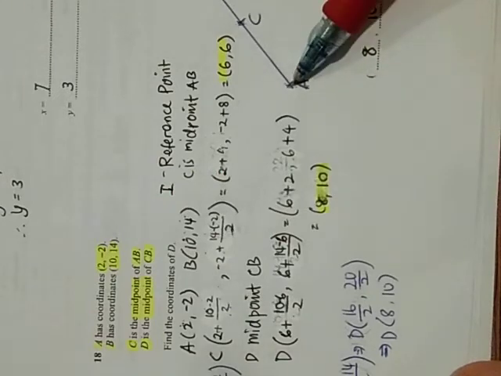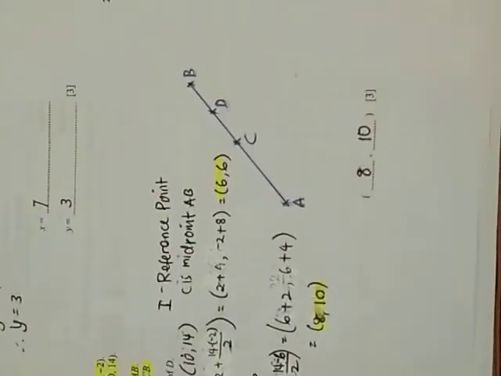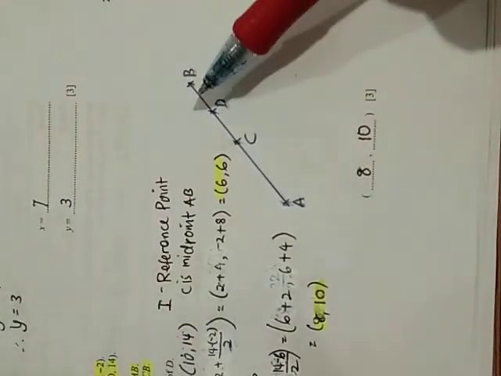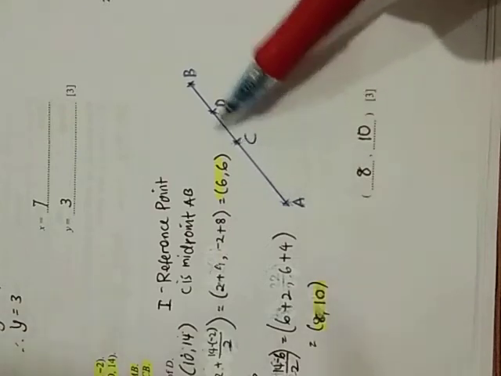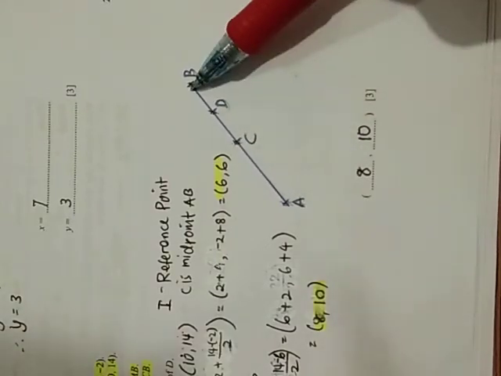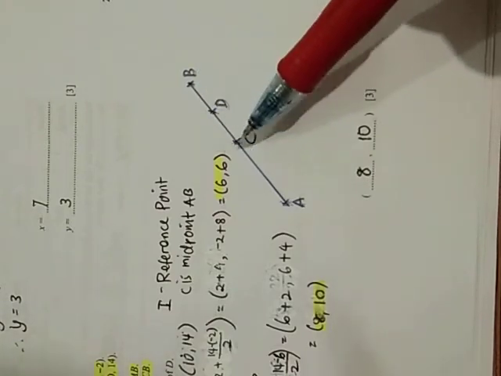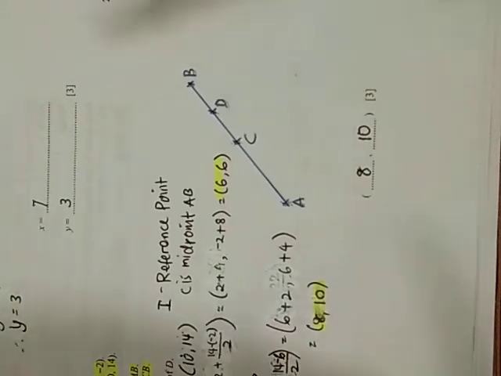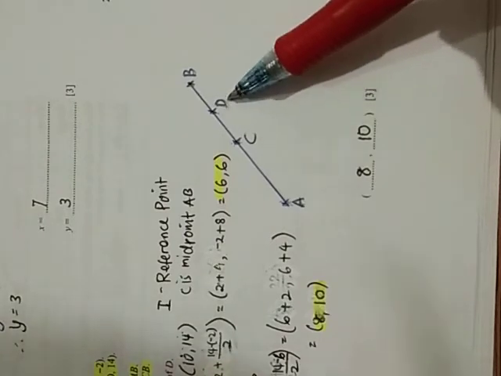So I plot a diagram. My A should be somewhere here, B somewhere here. And C is the midpoint of AB, and D is the midpoint of CB. They ask us to find the coordinates of D. So we must first find the coordinates of C before we find the coordinates of D. Make sure you don't calculate wrongly. If you do it wrongly, it snowballs to this calculation.